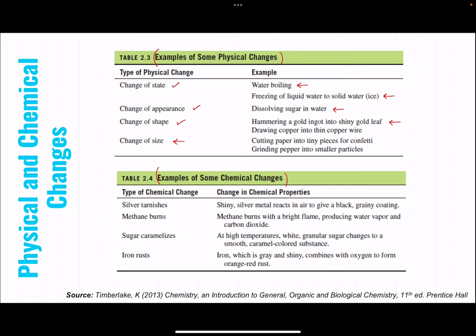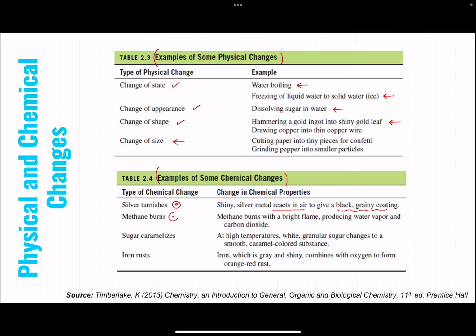Some examples of chemical changes. So let's see. Remember, it is a reaction. A chemical change is how available you are for a reaction. So one of the examples is silver tarnishes. So shiny silver metal reacts in air to give a black or grainy coating. That happens with silverware. For example, our grandmas had really nice cutlery made of silver. That happens also with silver jewelry. You have to clean it up in order to take away this black grainy coating.